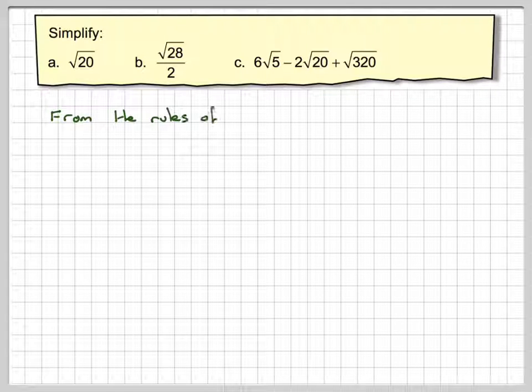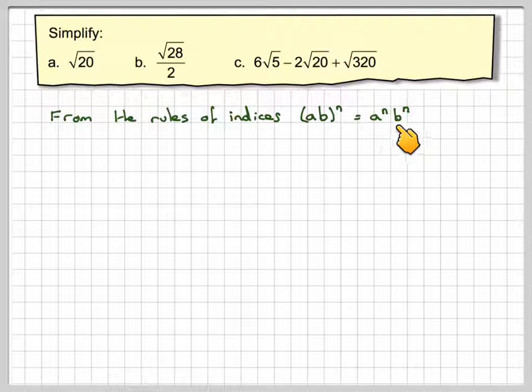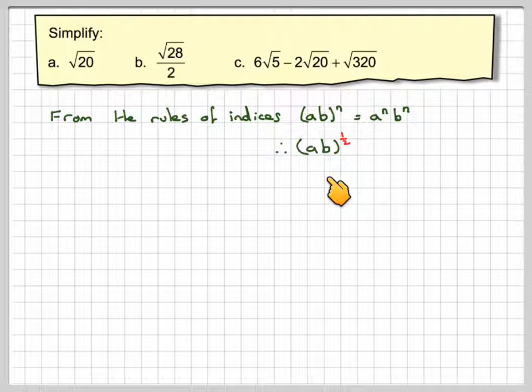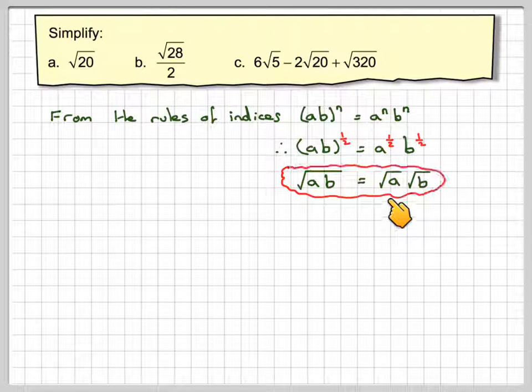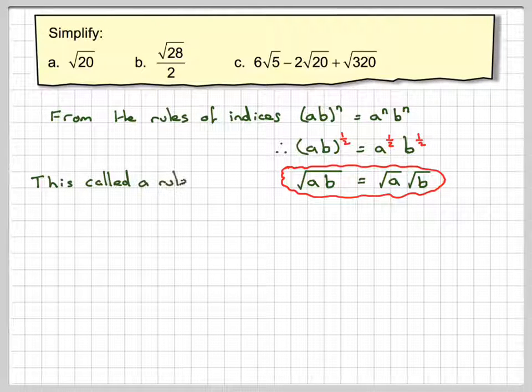So from the rules of indices, we know that (a times b) to the n will be equal to a to the n, b to the n. So if we now apply this to (a times b) to the power of half, that means a to the half, b to the half. Therefore, to the half means take the square root. So the square root of ab is the same as the square root of a times the square root of b, and this is what we're going to use when we solve these. So this is called one of the rules of surds.